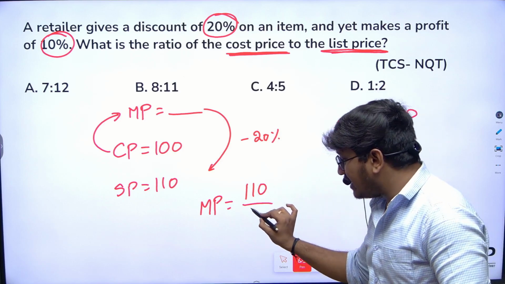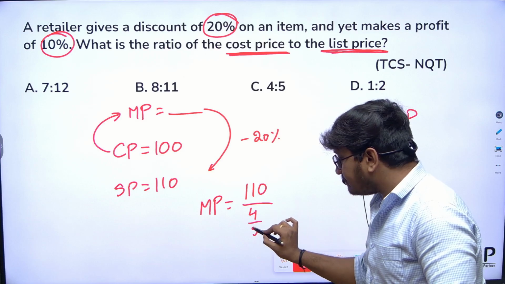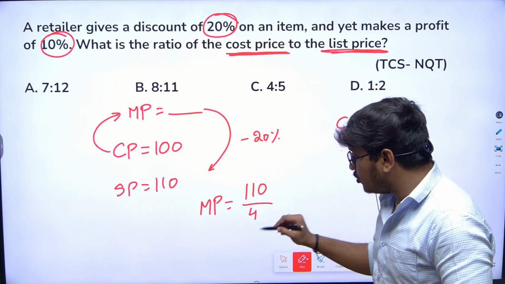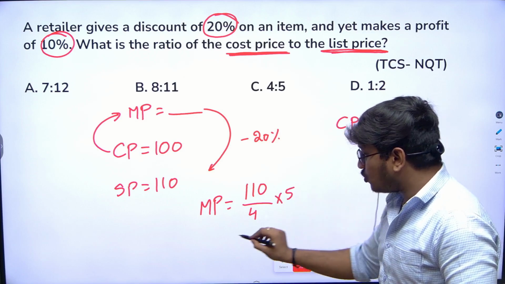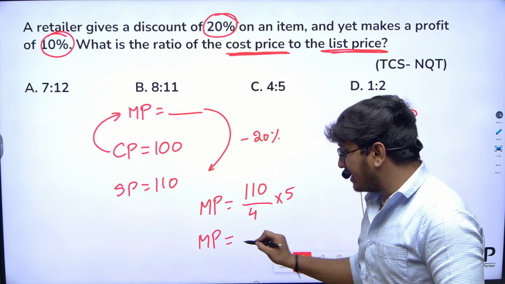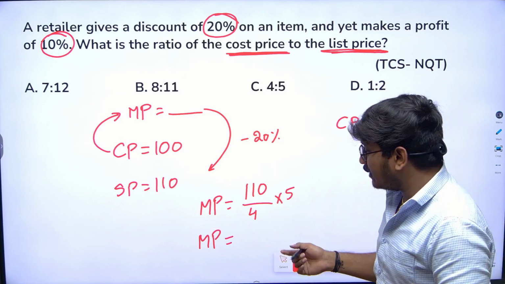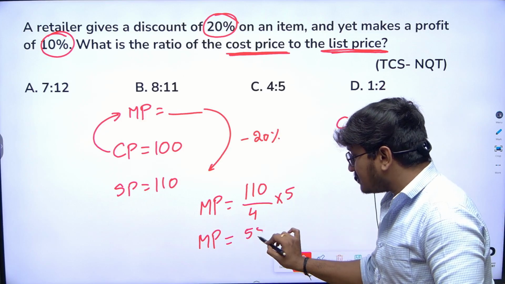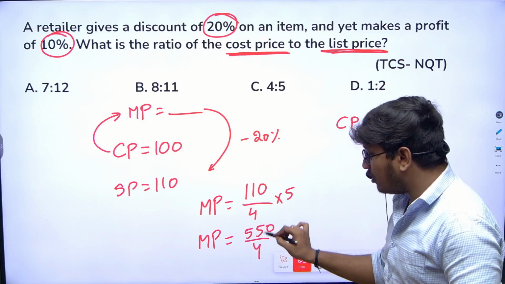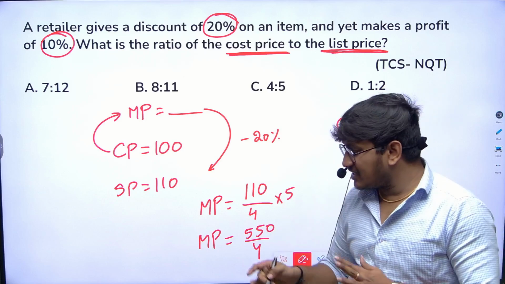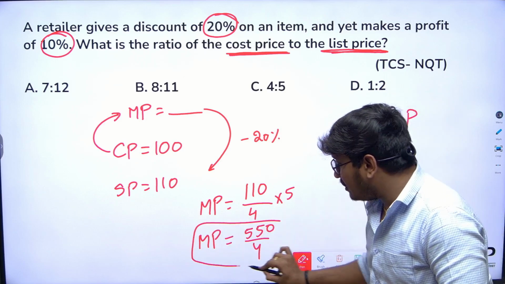Now can I say that 80% means 4 by 5, so this 5 will go to the numerator side, into 5? So what will be the marked price here? Don't try to cancel the values or make it complicated. So here can I say that it is 550 by 4? Anyhow, this value is not divisible by 4. Just keep it, the marked price is 550 by 4.